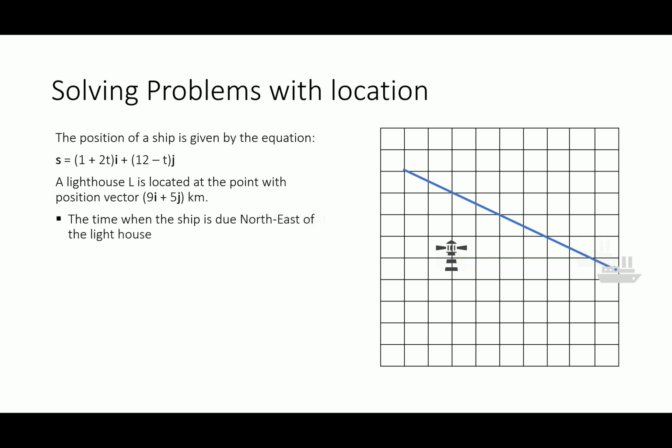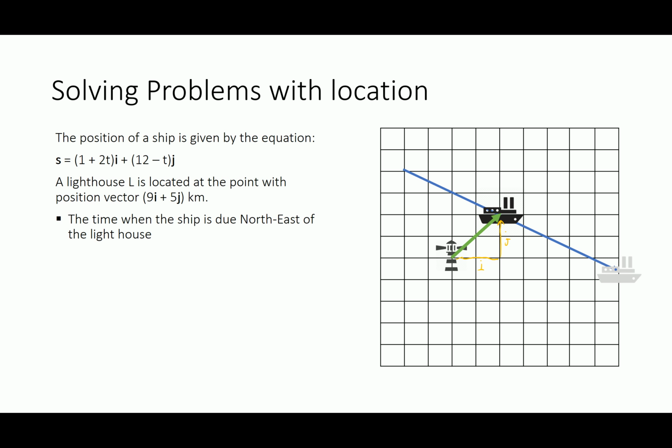The most complicated version of this question is going to be thinking about the time where the ship is due northeast or southeast or northwest or southwest of a given point. The thing to remember here is that when we are in this location, our displacement in the I direction across here must be equal to the displacement in the j direction up here. So I find the displacement between the two and set the I component and the j component to be equal to each other. So how do I find the relative displacement?